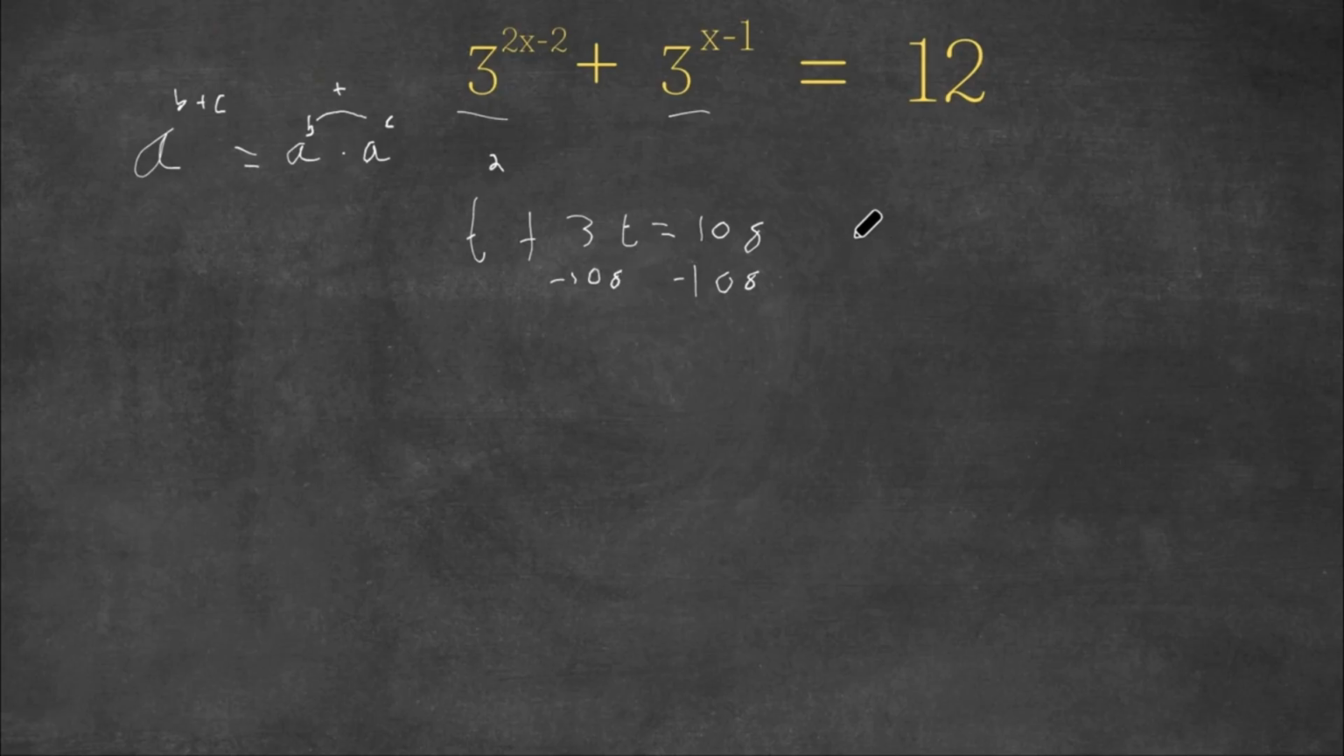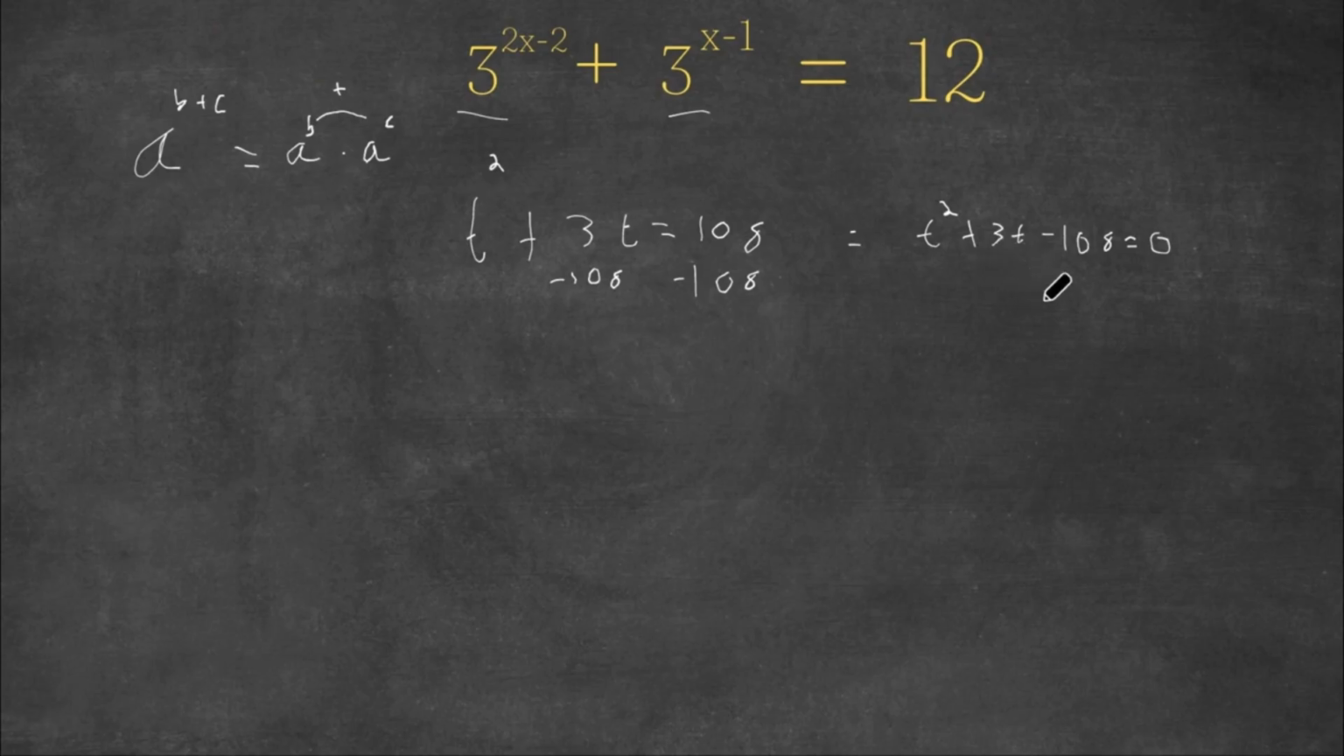So this would give us t squared plus 3t minus 108 equals 0. And now, as you can see, we have a quadratic equation.